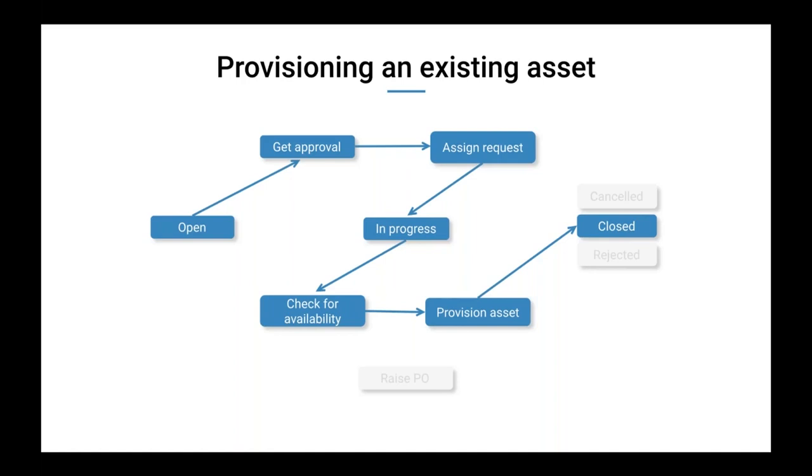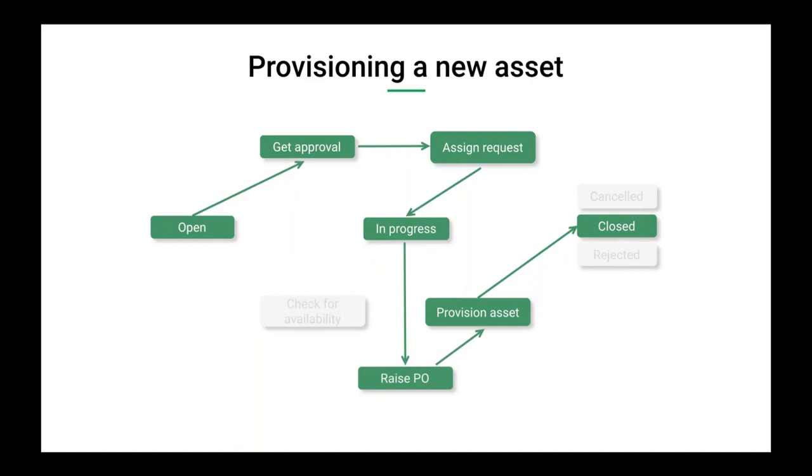Or in the same case, if the request has been assigned to a technician and the technician begins the work by moving to in progress status, they figure out that they're out of stock. All right, then let's go ahead and raise a purchase order. Once the purchase order is through, I'm going to provision the asset and then close the request. So we have seen 4 different scenarios of how a request goes through canceled, rejected, or goes through a PO process, or just gets assigned with an asset and gets completed.